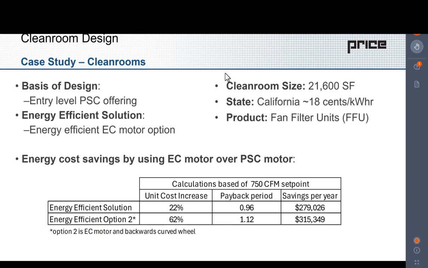But with all the energy savings we had from the nighttime setback and the EC motor, and the energy costs in the state, we were able to get a payback period of 0.96 months, or sorry, years, so less than a year. Year after year after that, there was a total savings of $279,000, which is a nice savings to pass on to any customers. It's also great for the energy and the environment.